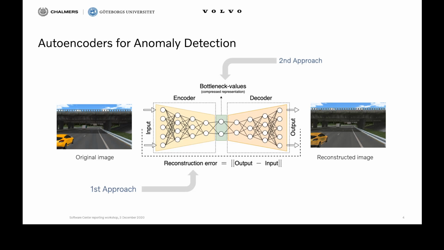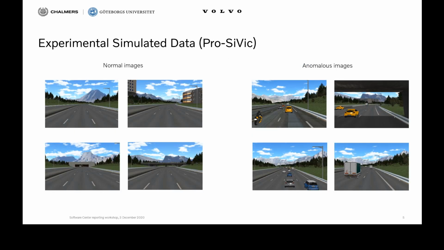So we have considered these two approaches for anomaly score evaluation, reconstruction error and bottleneck values. And going to the experimental simulated data, we started with simulated data because it is obviously easier. We have generated, using the Pro-Sivic platform, two sets of images. One, as I mentioned, was a normal set of images, which were our empty roads. And the second set is an anomalous set, when we had the same highway scenarios, but populated with different kinds of vehicles, cars, motorcycles, and trucks. So in this case, we consider the presence of a vehicle as an anomaly, and therefore we call this set anomalous.